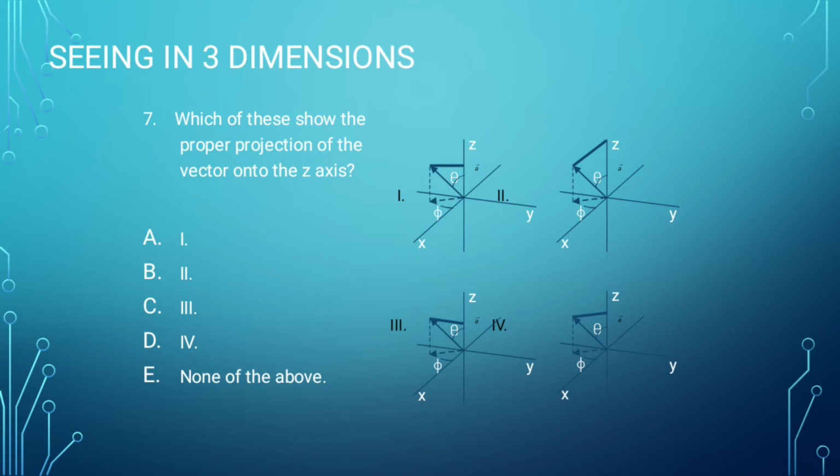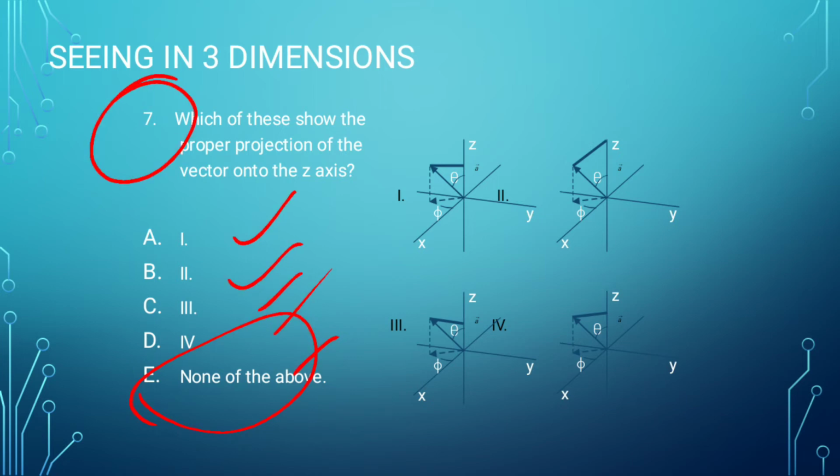Now you have to find out which one is the proper projection of a vector on the Z axis. What is the correct format to project a vector on the Z axis? So you have to select option A, B, C, D or none. Okay? You have to mention the question number 7 in your comment box and answer it.